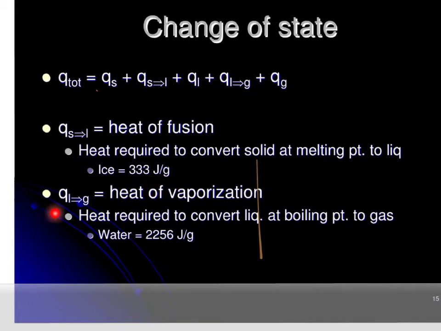The heat that is required to change a liquid to a gas is the heat of vaporization, the heat required to convert liquid at boiling point to gas. For water, it would be 2,256 joules per gram. Now the reason why the heat of vaporization is so much bigger than the heat of fusion for water: if you already have ice and you're just breaking the bonds of ice to turn it into a liquid, it's not going to take that much energy.